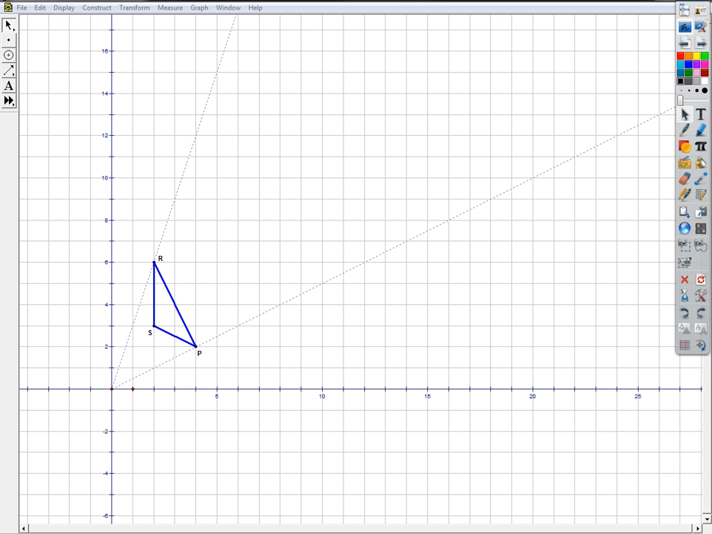Now we're going to look at one today, a transformation that is not isometric. This one does not preserve all the measurements. They're going to change. This time, the image and the pre-image, instead of being congruent, are just going to be similar, but not congruent. Okay, and what this is called is a dilation.